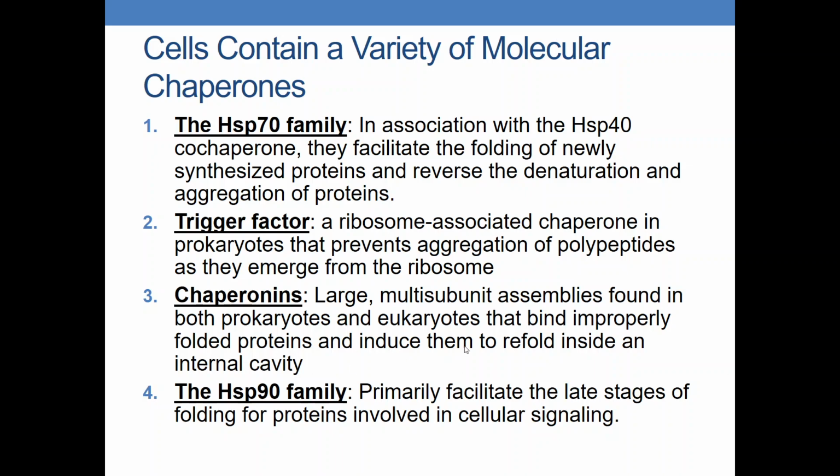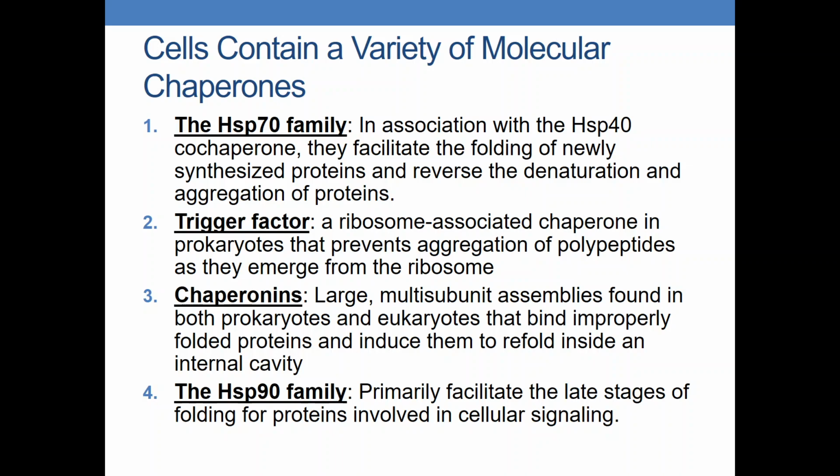Okay, so chaperonins. These are very, very large multi-subunit complexes that are found across kingdoms. They bind to improperly folded proteins and induce them to unfold inside of an internal cavity. Chaperonins structurally are very unique relative to the HSP70s and the trigger factors because they're basically a big giant barrel, and folding occurs inside of that barrel. You'll see in a moment what this looks like. We're going to focus on chaperonins in the coming slides.